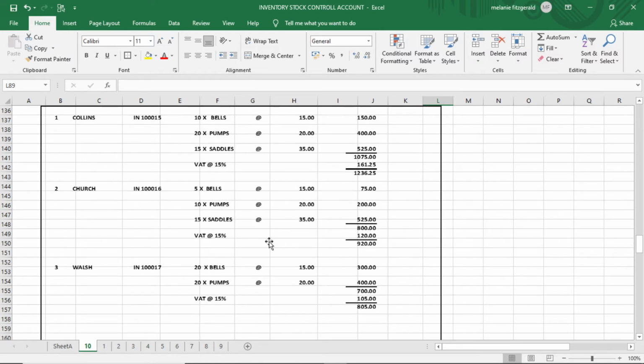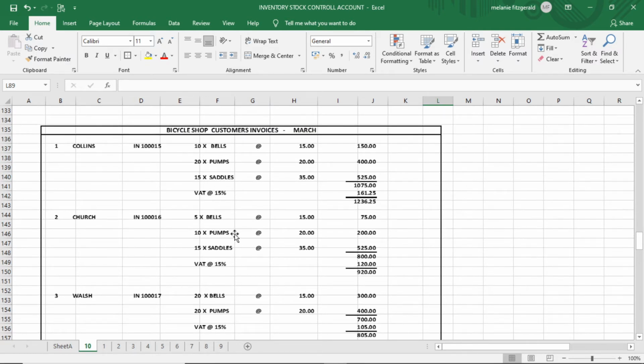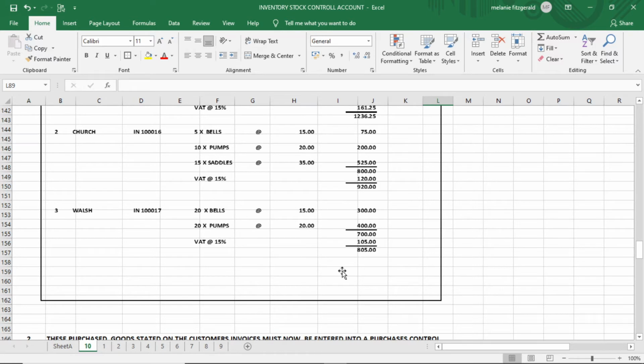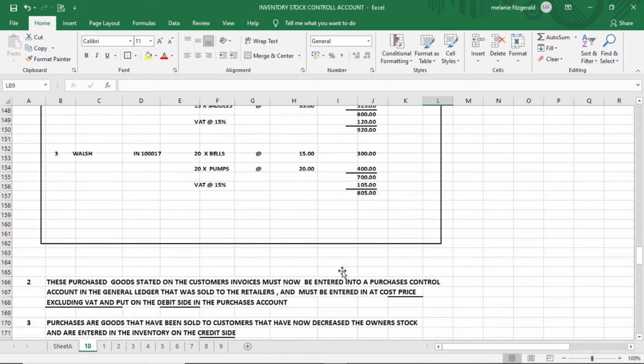Now we went Mr. Church, we also invoiced him out for the stuff he bought, and Mr. Welsh as well. So these are the invoices we issued out to our customers. All right, so these purchased goods stated on the customer's invoices must now be entered into a purchaser's control account in the general ledger that was sold to the retailers and must be entered in at cost price, excluding VAT, and put on the debit side in the purchaser's control account.